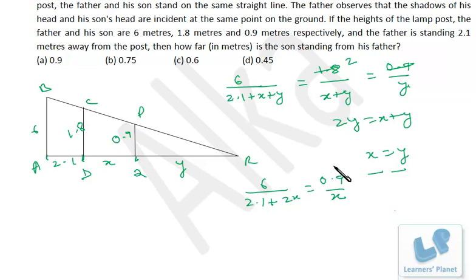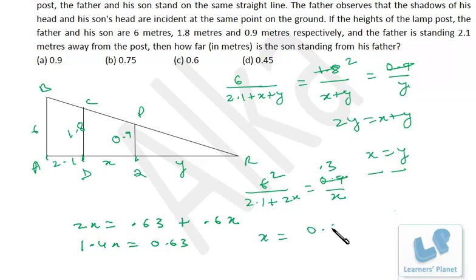So it's 3 into 0.3 and this is 2. So 2x is equal to 2.1 into 0.3, that is 0.63, plus 2 into 0.3 is 0.6x. So 1.4x is equal to 0.63. So x is equal to 0.63 by 1.4, so it's 9 by 20, or we can say 0.45, right?